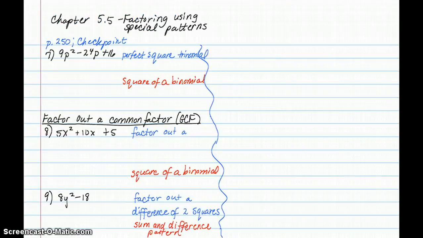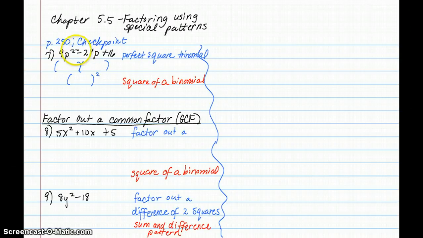Okay, so if you look at number 7, it's a perfect square trinomial because 9 is a perfect square, the first term, p squared, is a perfect square as well, and 16, the last term, is also a perfect square. When it's a perfect square trinomial, you know that it'll factor like this, and these two factors will be exactly the same, and you're going to have a binomial squared.